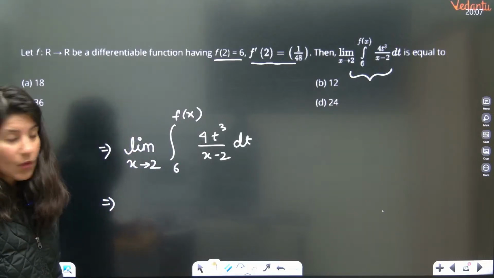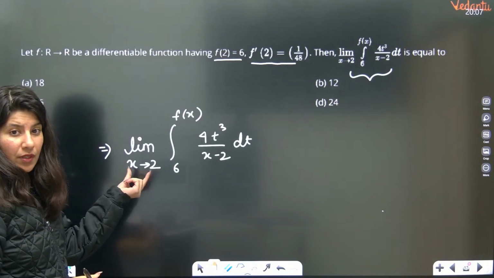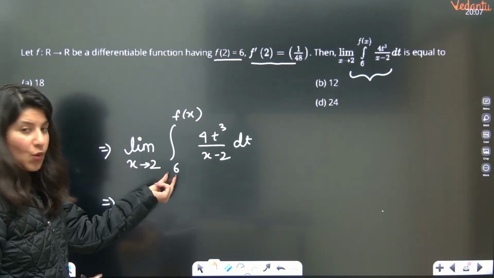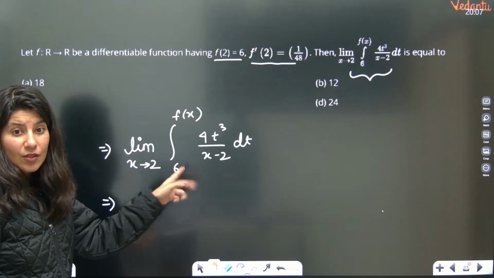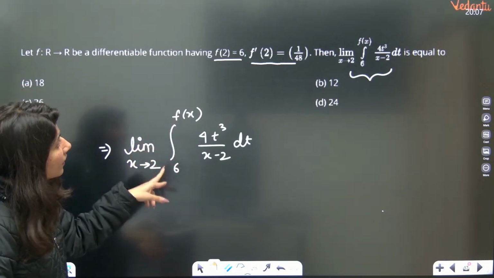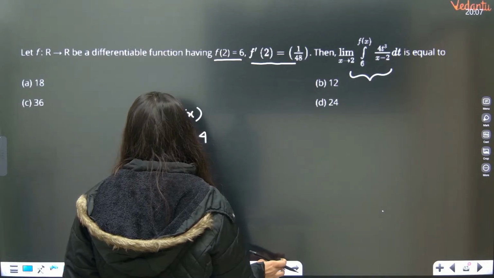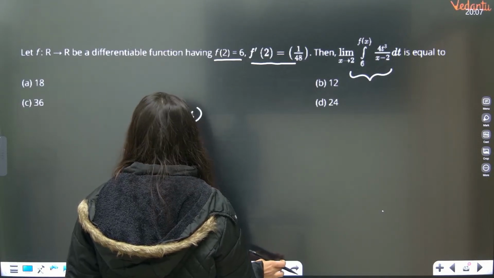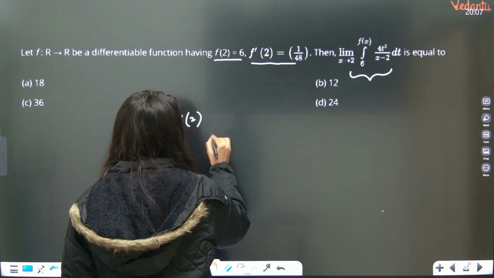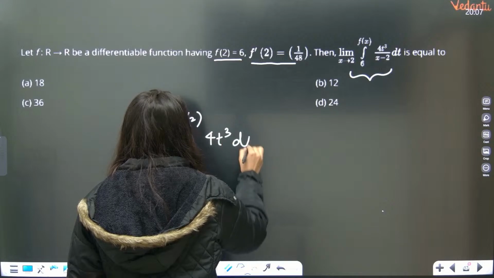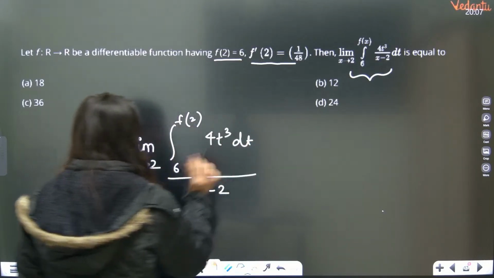Okay, all right. So now if you understand, you put x equals 2. If you put x equals 2, lower limit is 6, upper limit will be f of 2, which is 6. So can you see this? Hold on, let me rewrite this, because the integration is only on the numerator part. So this is f of 2 and this is 4t cube dt, upon x minus 2. So this integration is only on the numerator.